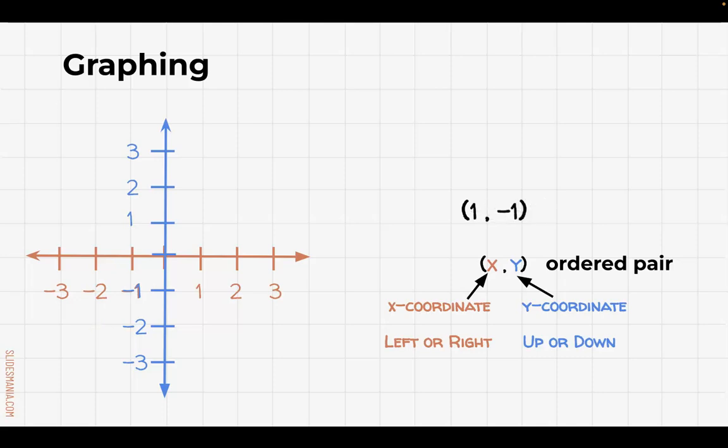Now you have 1, negative 1, so you go to the right 1, and you go down 1 to put your point. For 3, 0, the x-coordinate, you go to the right 3, and because it is 0, you do not go up or down, so you stay right on the x-axis.